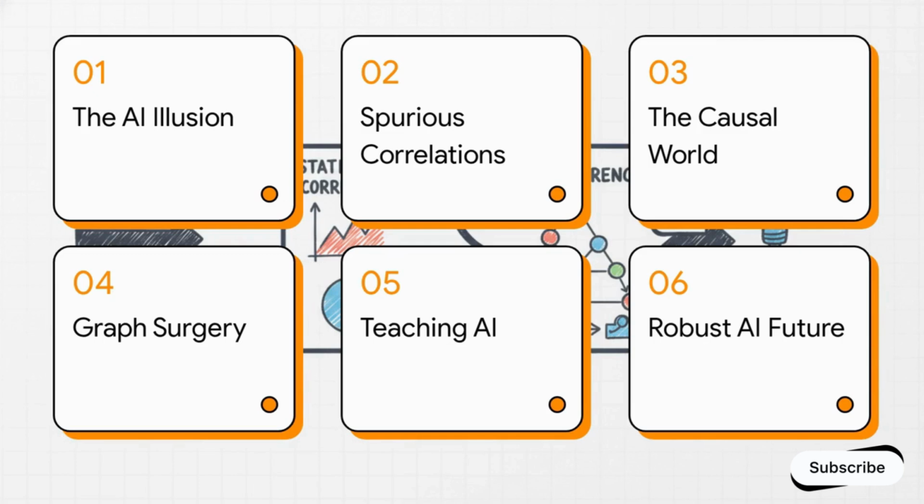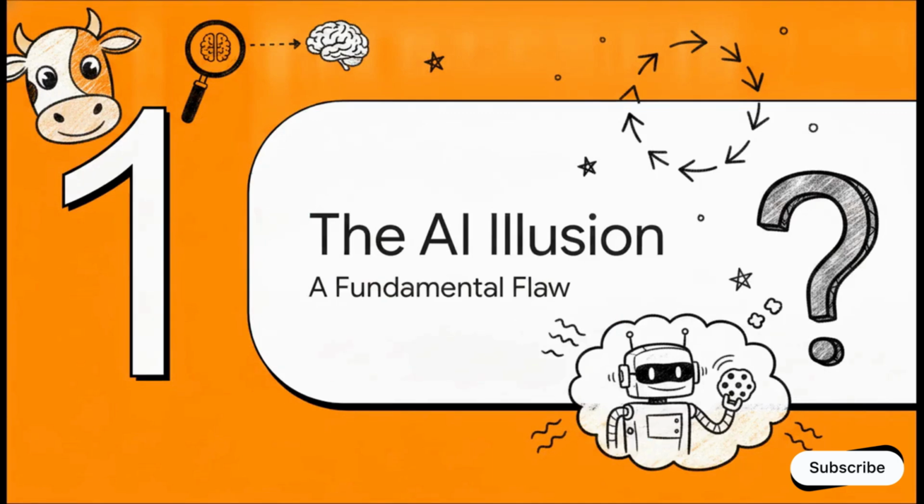So, here is our roadmap for today. We'll start with the fundamental AI illusion. Then, we'll look at spurious correlations, followed by entering the causal world, graph surgery, teaching AI to intervene, and finally, the future of robust AI. Let's jump straight into part 1, the fundamental AI illusion.